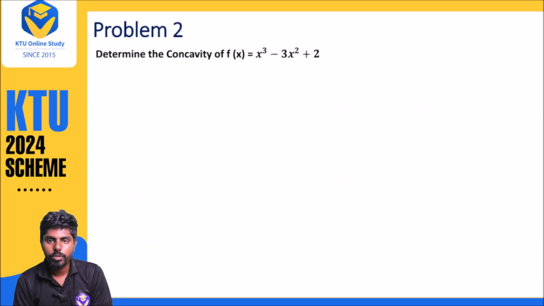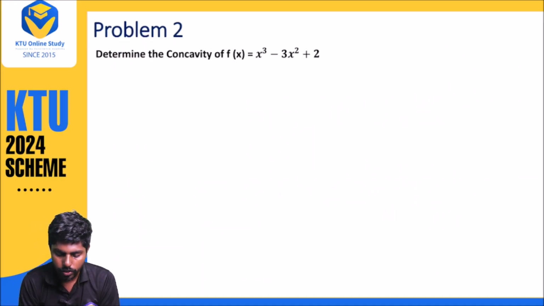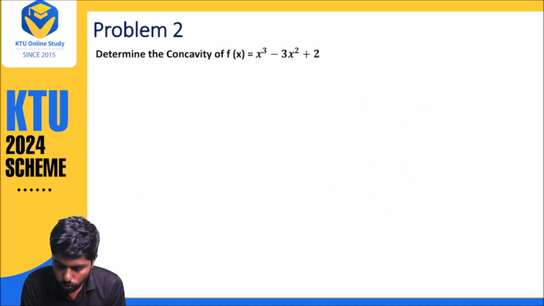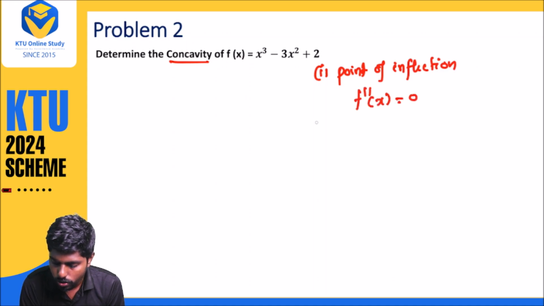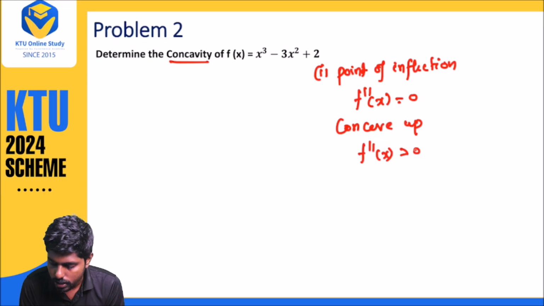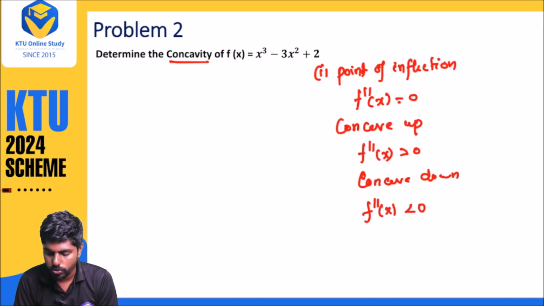So we will go to problem number 2. What is problem number 2? They have given determining concavity. When concavity is given, what conditions should you know? The first thing is point of inflection, that is f double dash of x is equal to 0. Then concave up is f double dash of x greater than 0, and concave down is f double dash of x less than 0. So these are the three conditions.